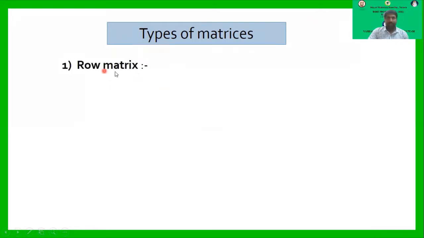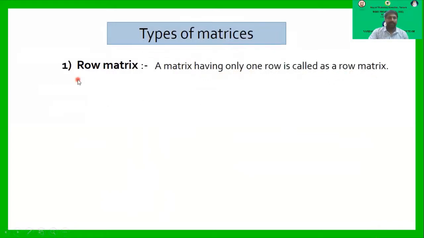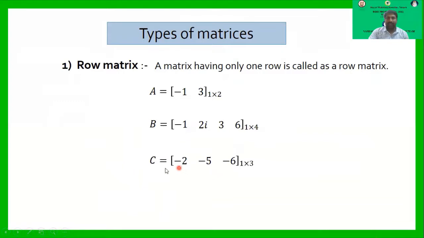First, row matrix. A matrix having only one row is called a row matrix. So this is a matrix with only one row and 2 columns, so its order is 1 by 2. B is a matrix with only one row and 4 columns. Its order is 1 by 4. So this is also a row matrix. C is a row matrix because it has only one row and 3 columns.